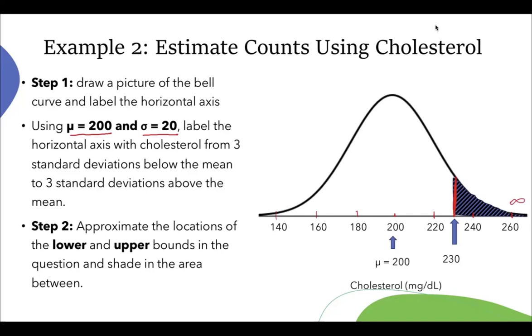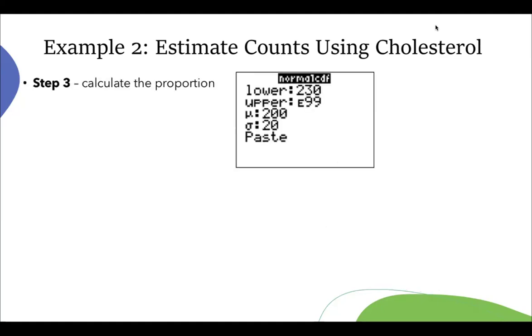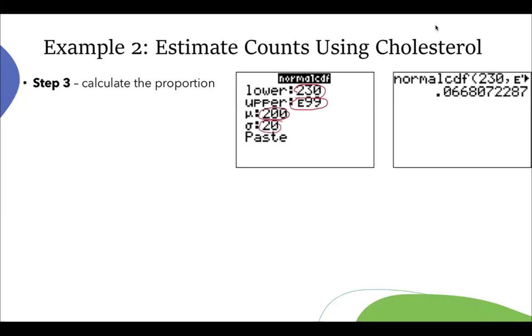So let's go to the calculator. Let's figure out what proportion this is. And once we figure out the proportion, we can multiply it by the total, our 1,200. And that's how we'll get our final count. Okay, so lower 230, upper positive infinity, E99, mean 200, standard deviation 20. Get a proportion. You don't have to round this, just take that answer and multiply it by your total.